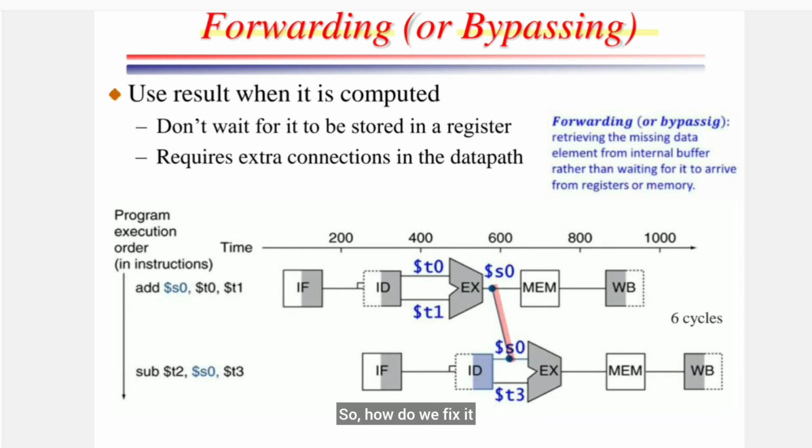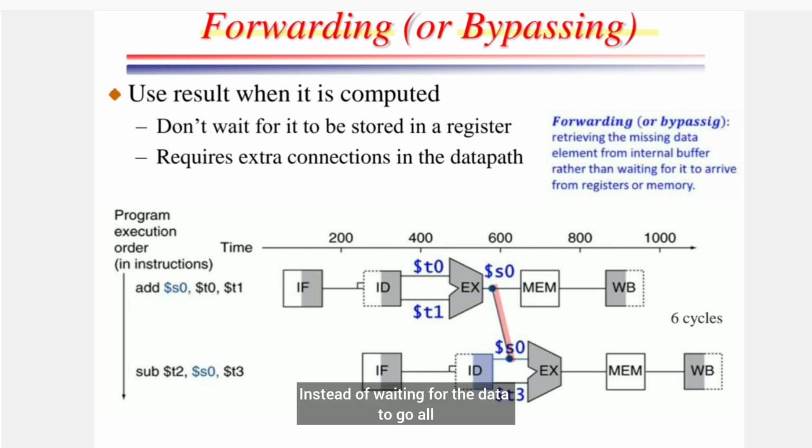So, how do we fix it? The first hardware solution is forwarding, also known as bypassing. The key insight is that the result is actually ready before the write back stage. It's calculated in the ALU stage.